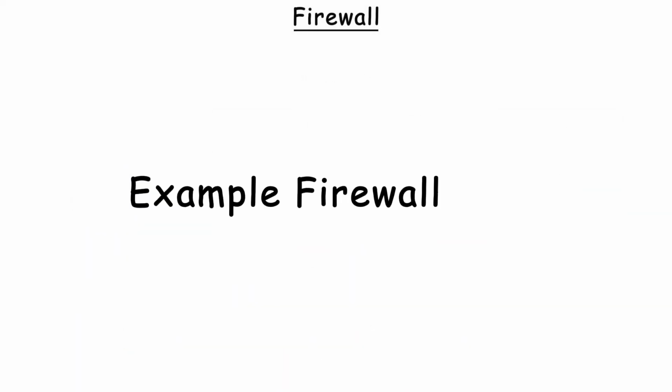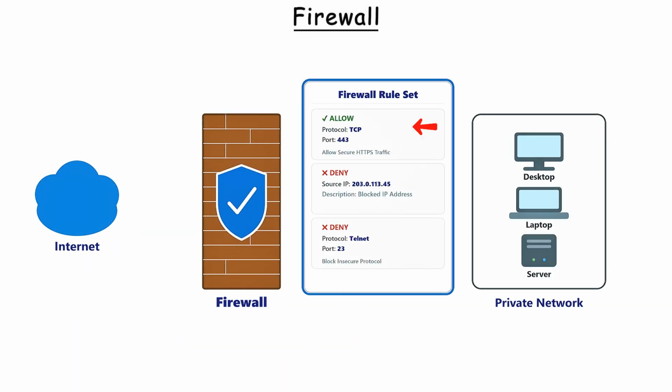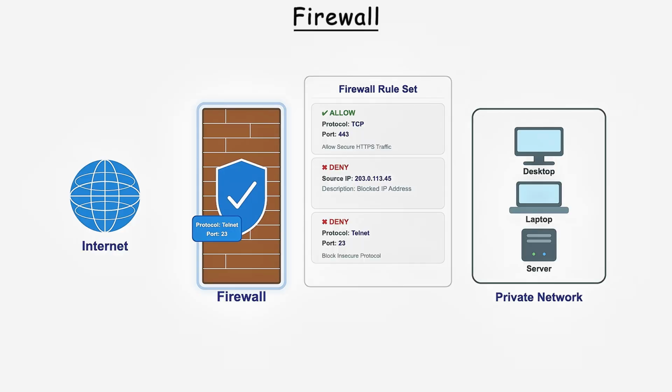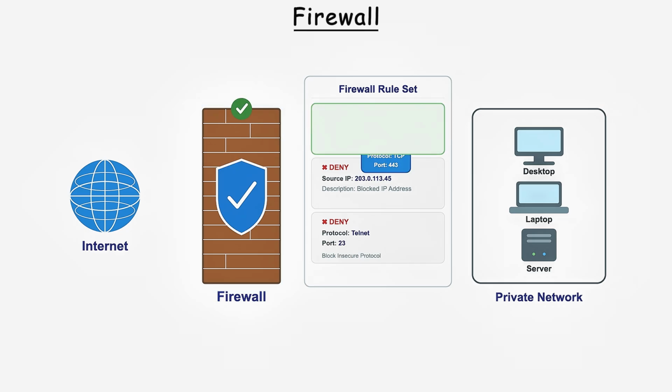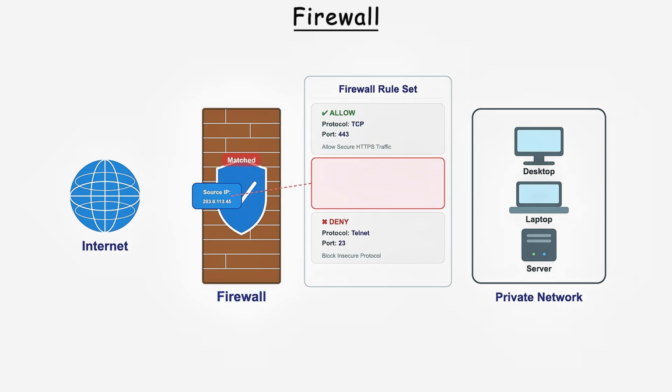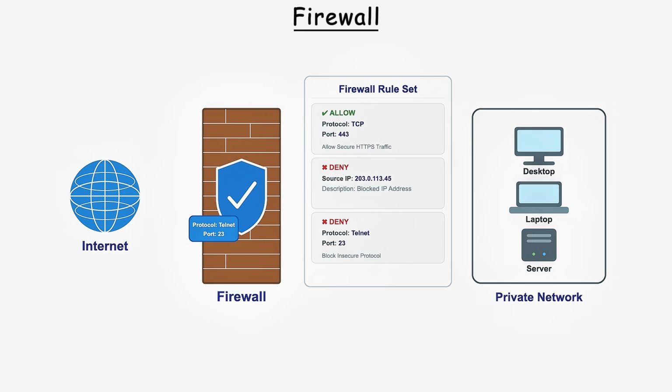So an example of a typical firewall rule would be to allow TCP traffic from port 443 onto a network, to block a specific IP, and to block an insecure protocol like Telnet. So in that case, any connection that comes from port 23, which is usually for Telnet, will be blocked by the network immediately, and any connection that comes in from port 443 would be allowed, because that is what has been stated by the firewall rules.